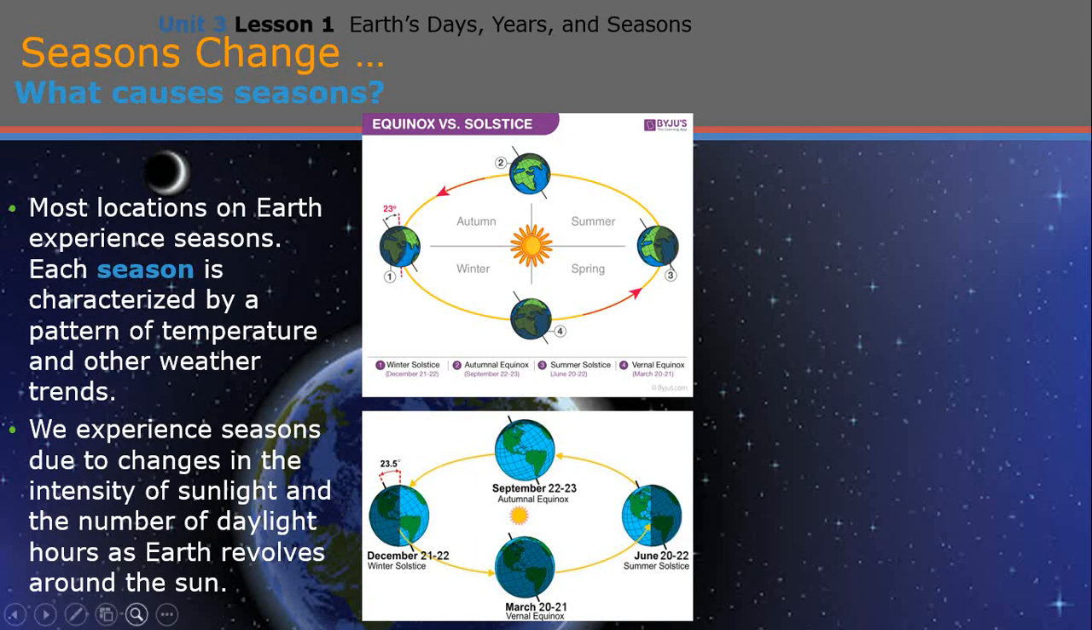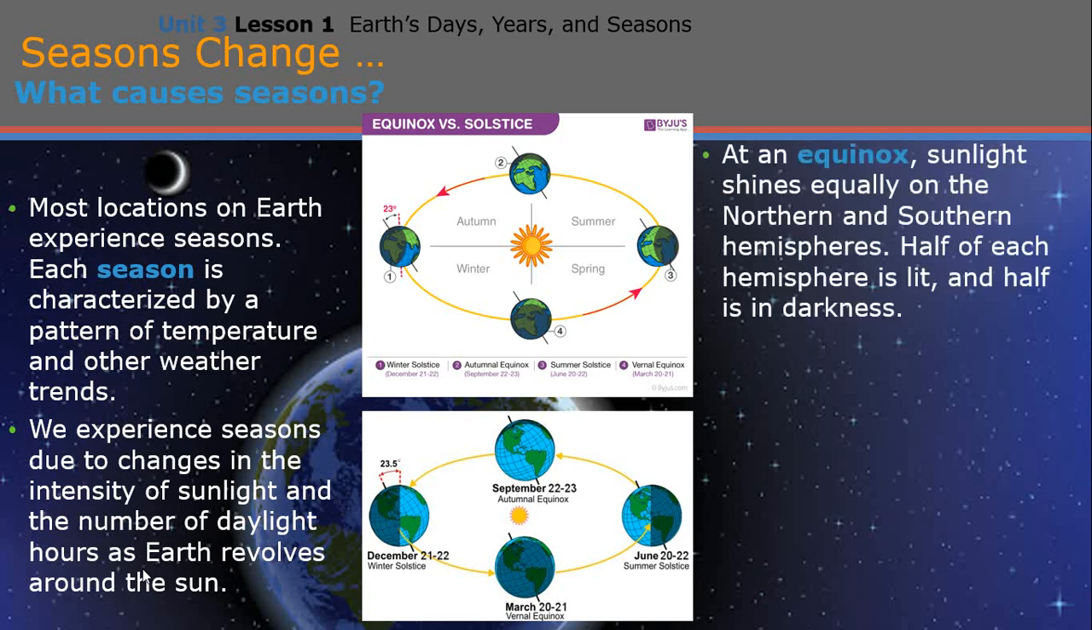Okay, of course, it says, continuing here reading, we experience seasons due to changes in the intensity of sunlight and the number of daylight hours as Earth revolves around the sun. So as Earth revolves around the sun, we experience seasons. As Earth rotates around itself, remember with me, we experience day and night. Coming up next is what an equinox is.